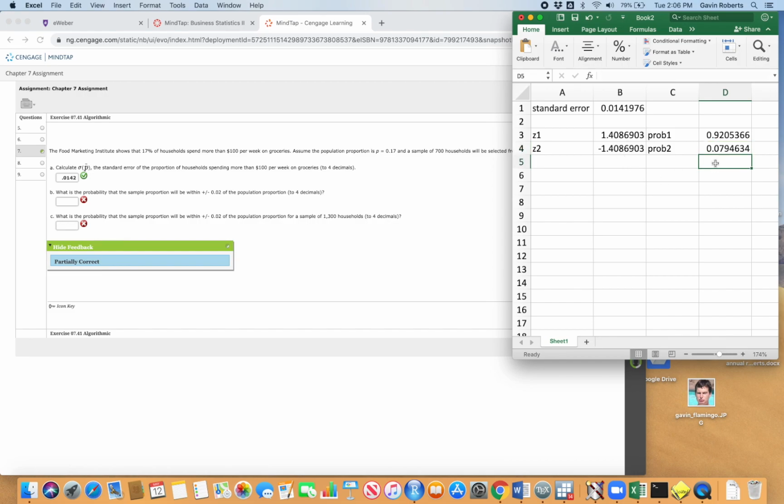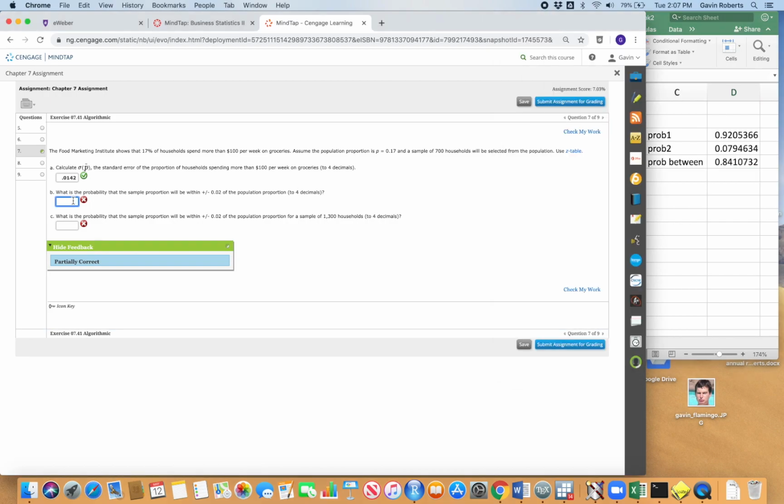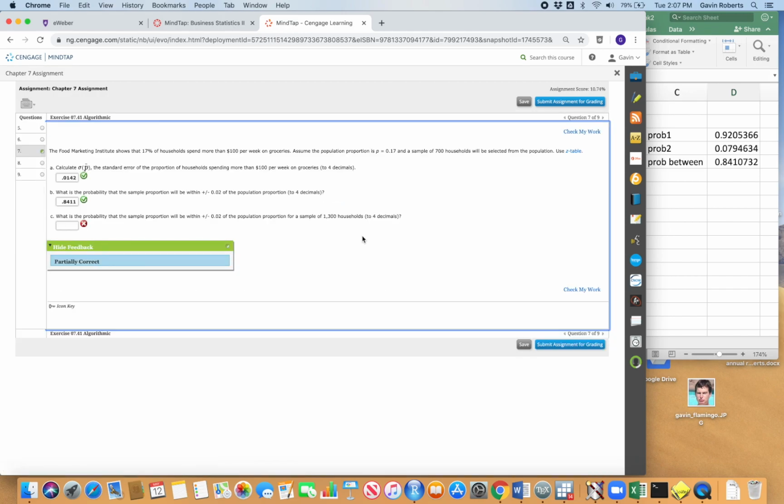But we want between, so we can say prob between. If we double click right there, it'll open it up for us. And if we do equals, all the way to the left of the upper one, minus the stuff to the left of the lower one, that'll be the probability between, which is 0.8411. I'm a little scared of this one. Is it the same answer I got before? It is. Sweet. It worked.